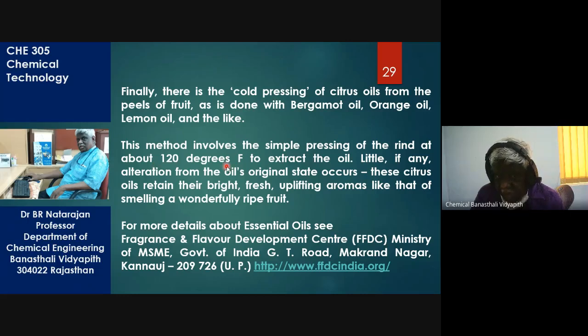That is done to 120 degree F to extract the oil. Little, if any, alteration from the oil's original state occurs, and the citrus oils retain their bright, fresh, uplifting aroma.